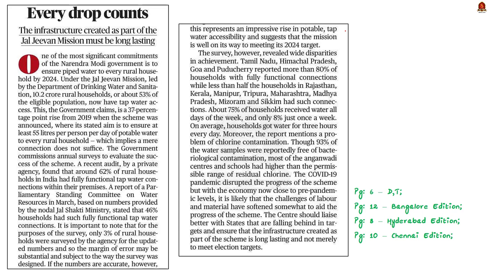Let's take up this editorial page article for discussion. It talks about the Jal Jeevan Mission. As per the article, about 53% of the eligible rural households now have tap water access in India. Government claims that there is a 37 percentage point rise from 2019 when the scheme was announced. This is the essence of the news article given here. In this context, let us understand about Jal Jeevan Mission in detail.